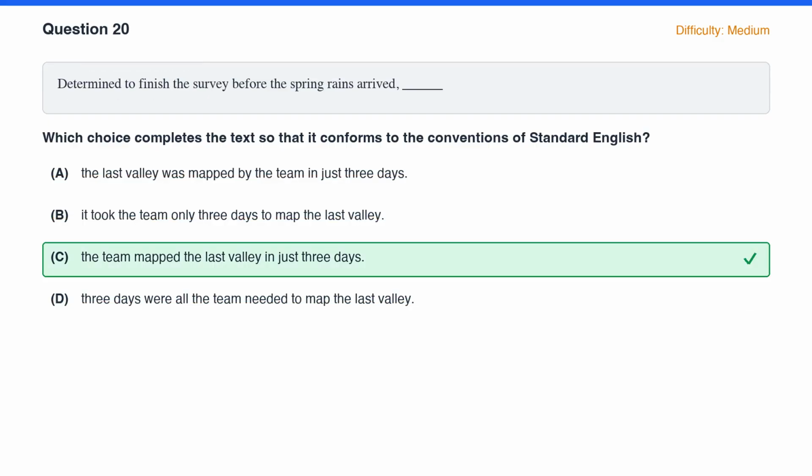Choice C works because the team is exactly who was determined to finish the survey. The doer sits right after the comma. The takeaway: when a sentence opens with a descriptive phrase, the very next word must name who it describes.